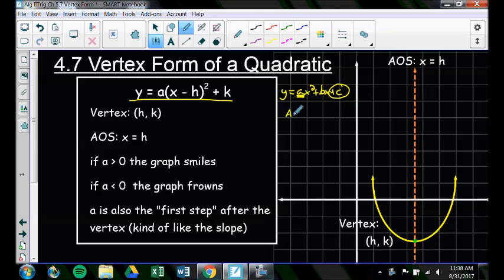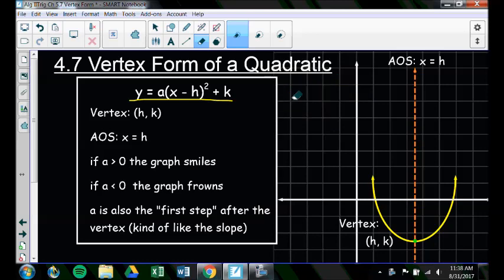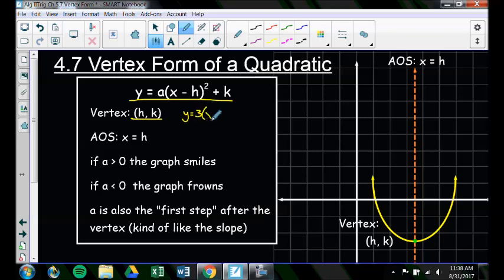We could find the AOS by doing negative b over 2a, and then plug that in to find the vertex, and there's stuff we could get from it. But vertex form gives us a kind of different set of information to work with. With vertex form, believe it or not, it gives us the vertex at the point h comma k. So say I had like y equals 3 times x minus 4 squared plus 5. The vertex here would be at the point 4, 5, not negative 4, 5.